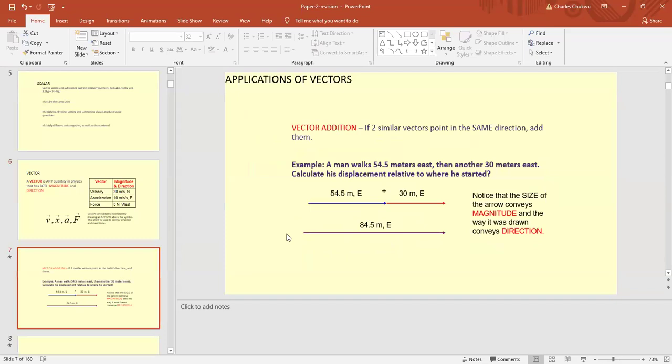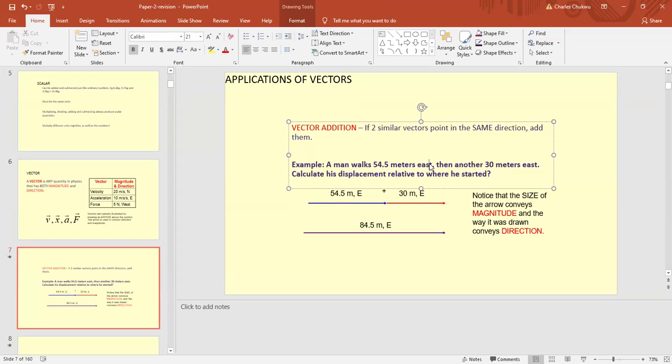So because they have direction, when you want to add them, when you're doing some calculations with them, you have to also consider the direction. For instance, imagine displacement. This is an example for displacement. A man walks 54.5 meters east. Take note that east is one direction. So this is not just a man walks for 54.5 meters, period. No, it has a particular direction.